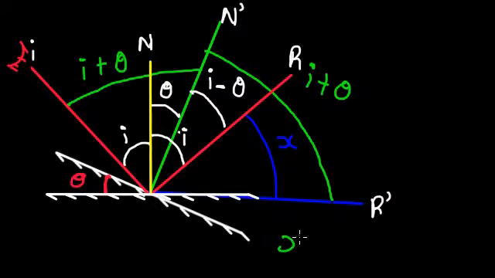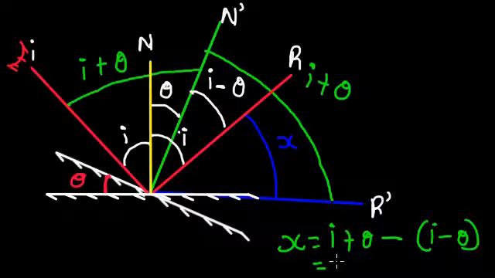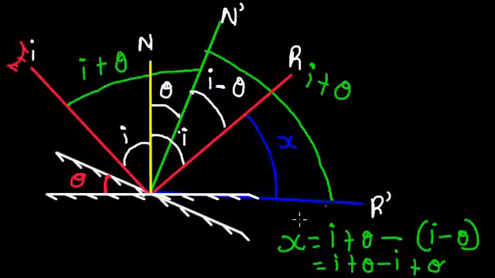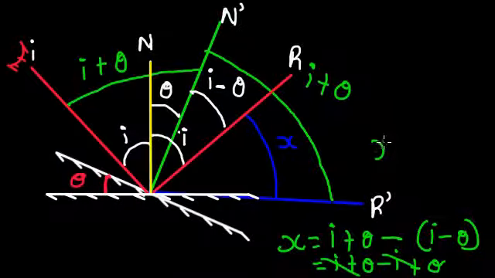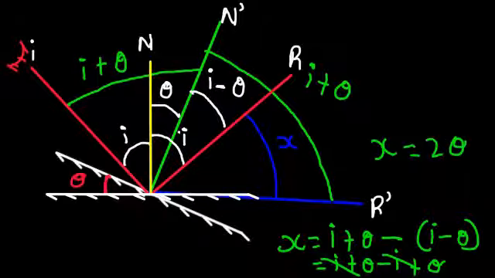So now, subtracting this portion from this entire portion gives us the value of x. So definitely, x would be equal to I plus theta minus, in the bracket, I minus theta. And at the end of the day, we have I plus theta minus I plus theta. As the negative takes effect, I cancels I, and we end up having the value of x to be 2 theta. And this brings up a conclusion and a postulate that if a mirror is rotated at a certain angle, then the reflected ray will be rotated twice the angle at which the mirror is being rotated. And that is what we want to keep in mind.